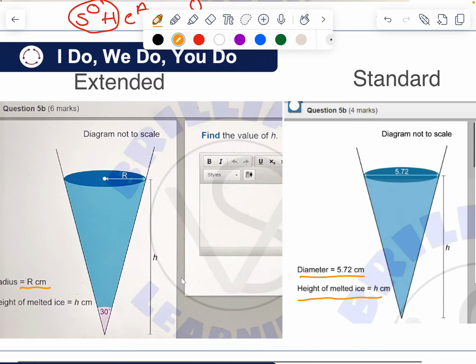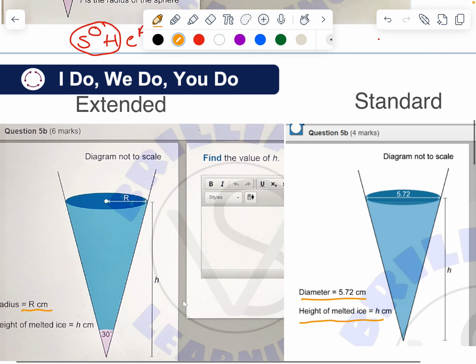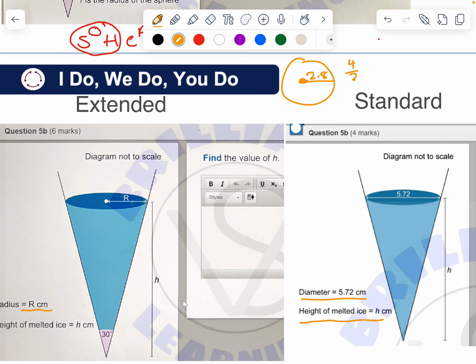The first thing I need to do is work out what is the volume of that water? And this is the same for both questions. Well, we know that the sphere, the radius is 2.8. In your formula booklet, the volume of a sphere is 4 over 3 pi r cubed. So all I need to do then is put 2.8 in for the radius. So 4 over 3 times pi times 2.8 cubed, and our answer is 91.95.